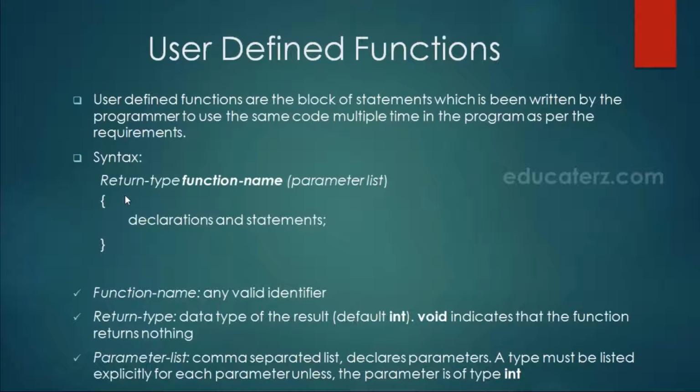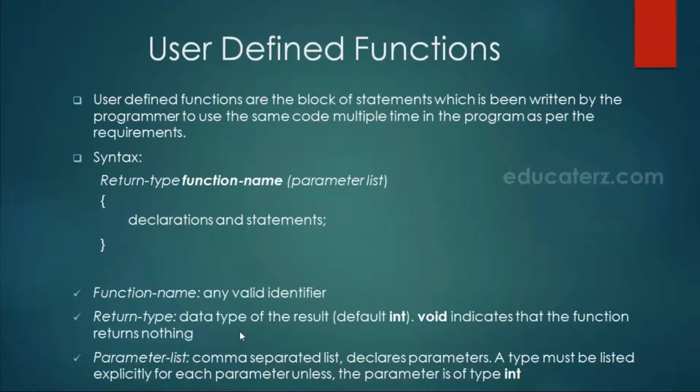To declare the function, the syntax is return type, function name, and a list of parameters separated by commas. Then this is the block of the function where we can write all the statements which should be performed by this function. Here the function name can be any valid identifier. The return type can be the data type of the result.